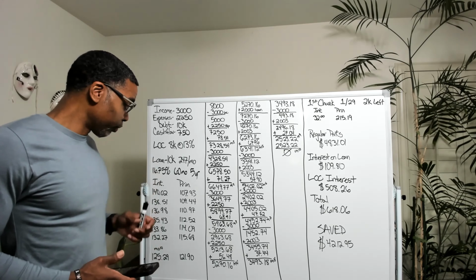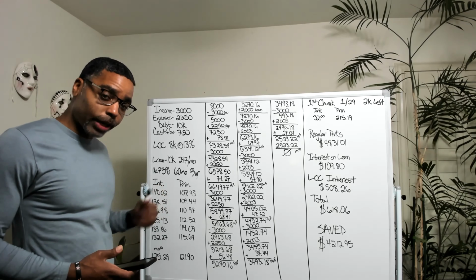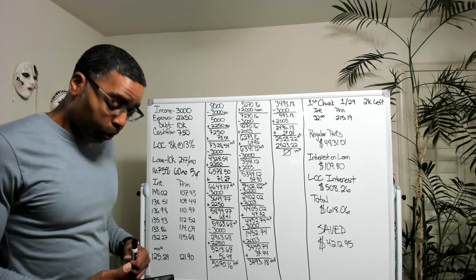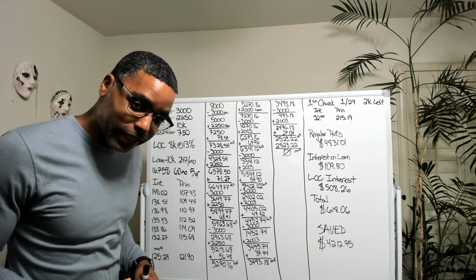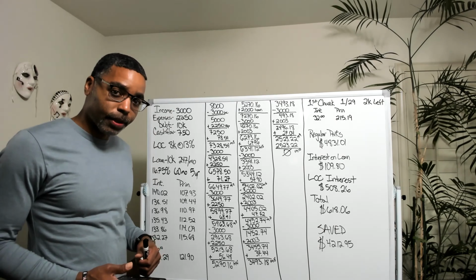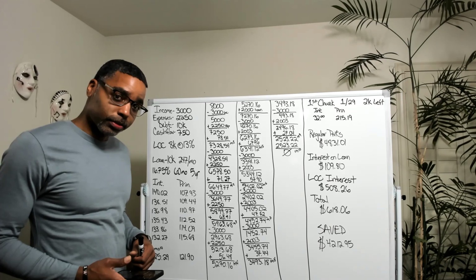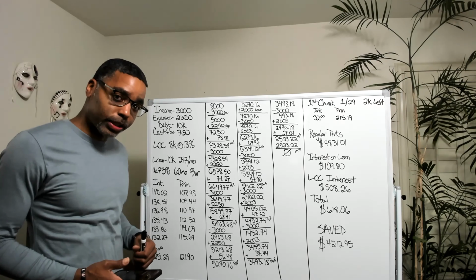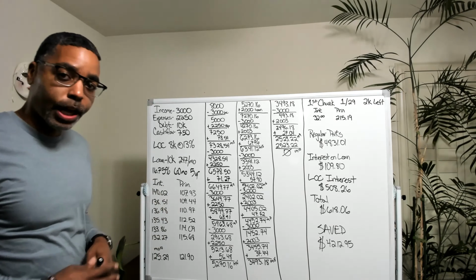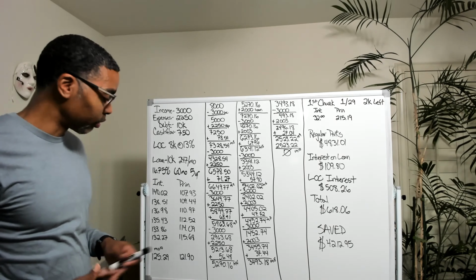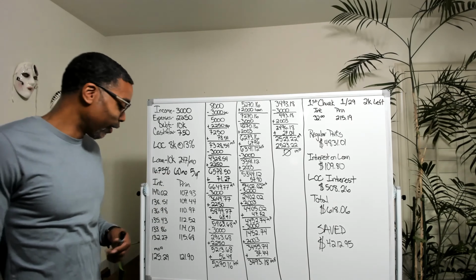I've done this in the past, but this one right here, get ready. 56.69%. That's how much interest this is. See, these types of loans right here, you need to pay off as soon as possible because you're getting robbed right here. So we're gonna keep going.